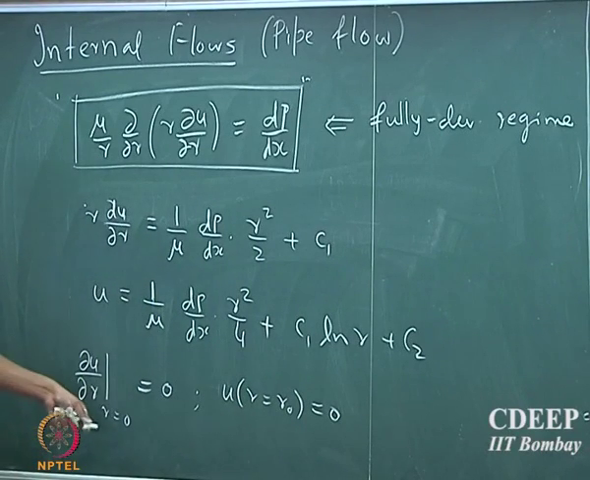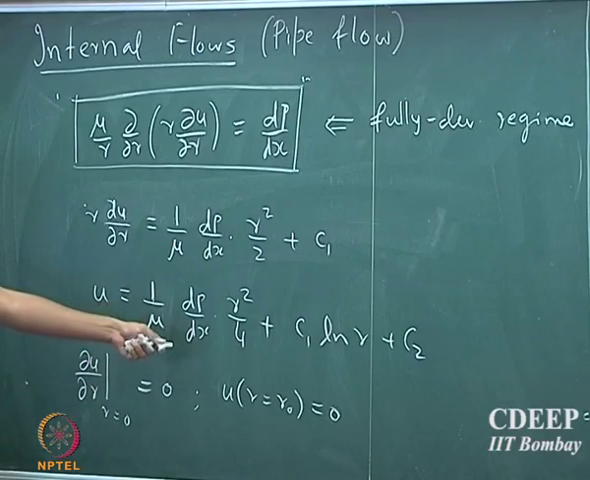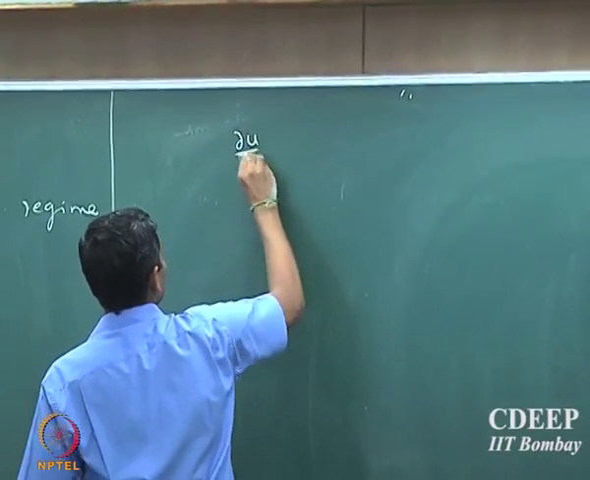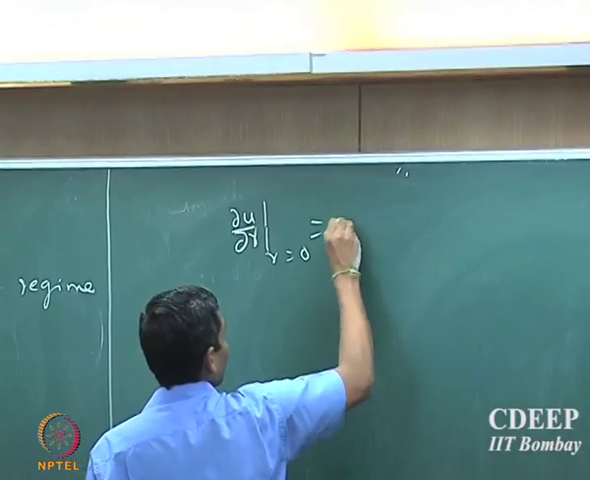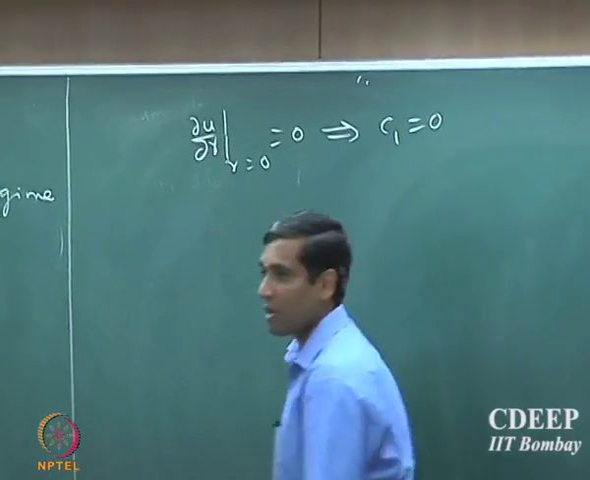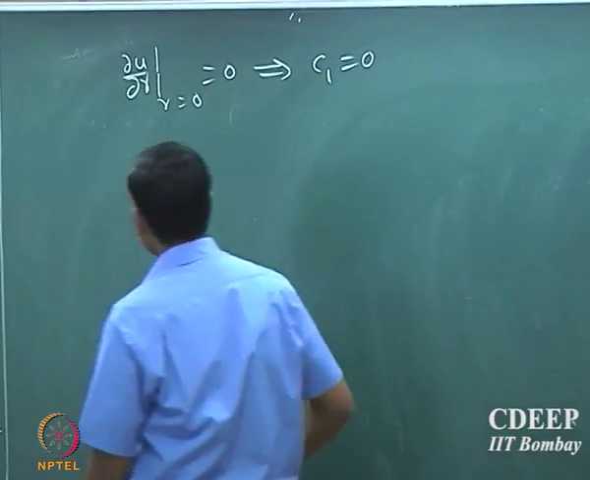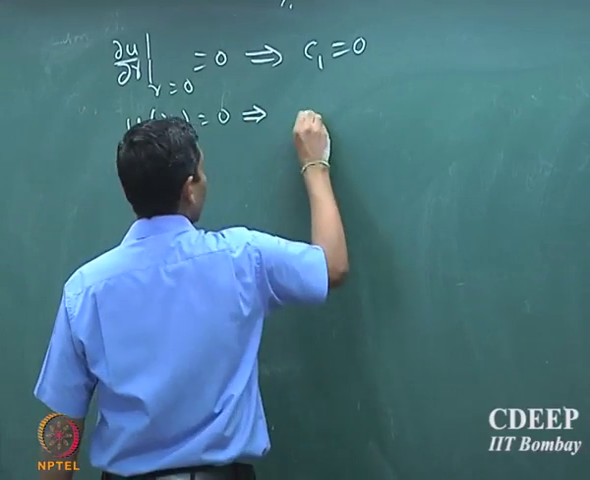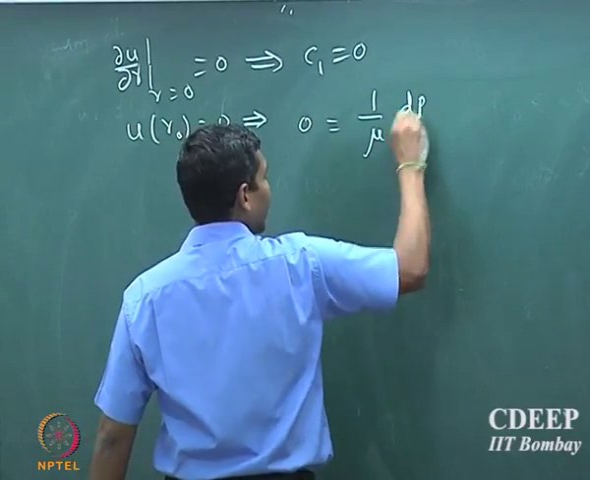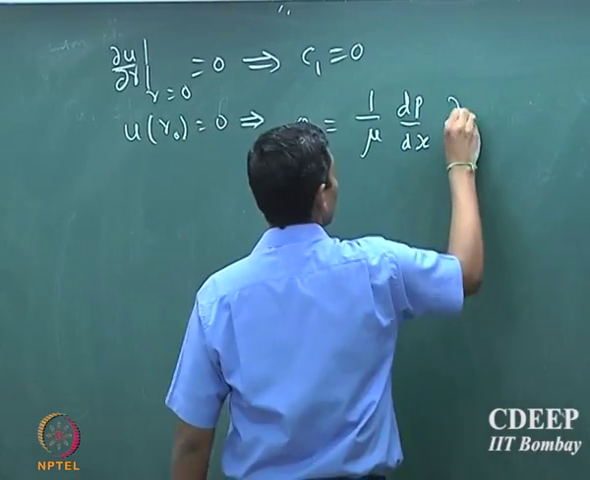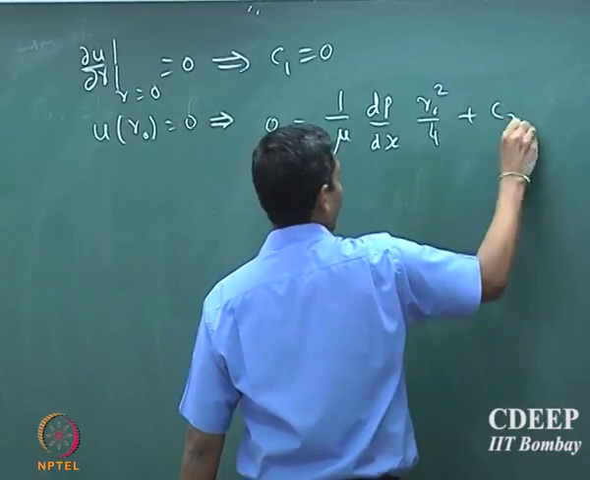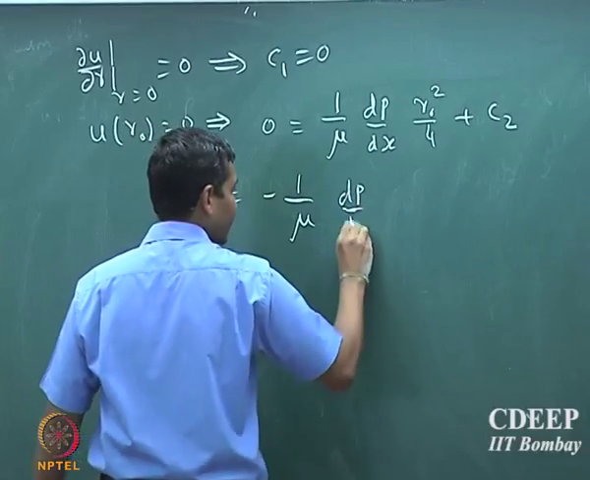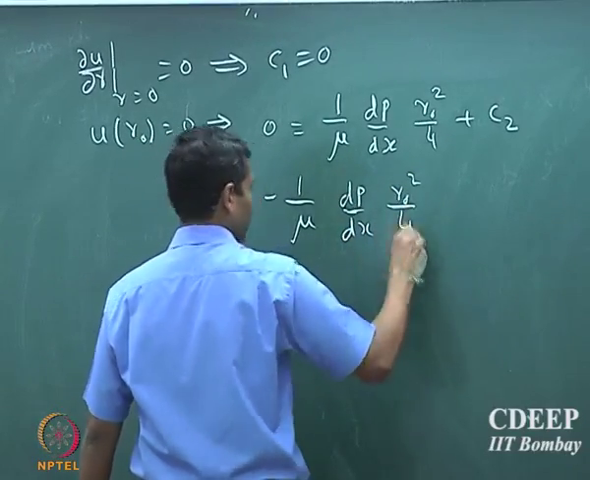So now if I put the first boundary condition, which constant will disappear? C1 will disappear, right? So du by dr at R equal to 0 means C1 is 0, so that constant will go to 0. Now if I put the second condition, u at R naught equal to 0, so that will be 0 equal to 1 by mu dp by dx into R naught square by 4 plus C2. So C2 will be minus 1 by mu dp by dx into R naught square by 4.